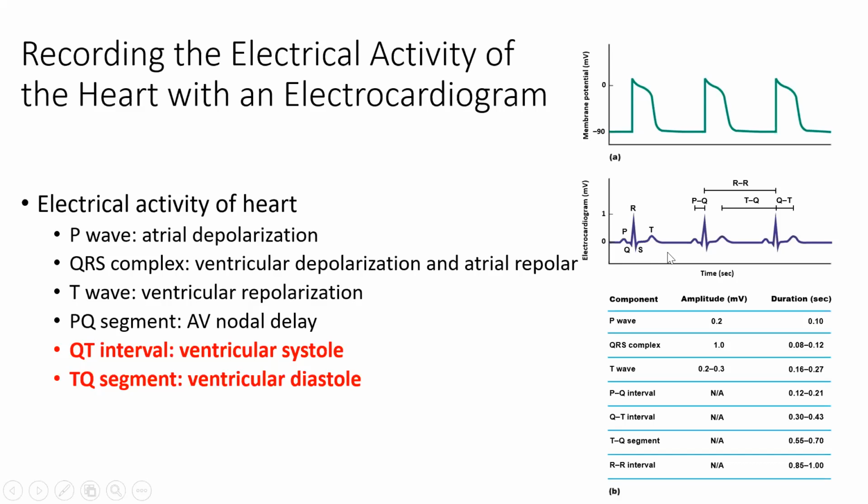So we've got the P wave, the QRS complex, and the T wave. And so it's the atria depolarizing or contracting, then the ventricles depolarize while the atria repolarize, and then finally the ventricles themselves repolarize.